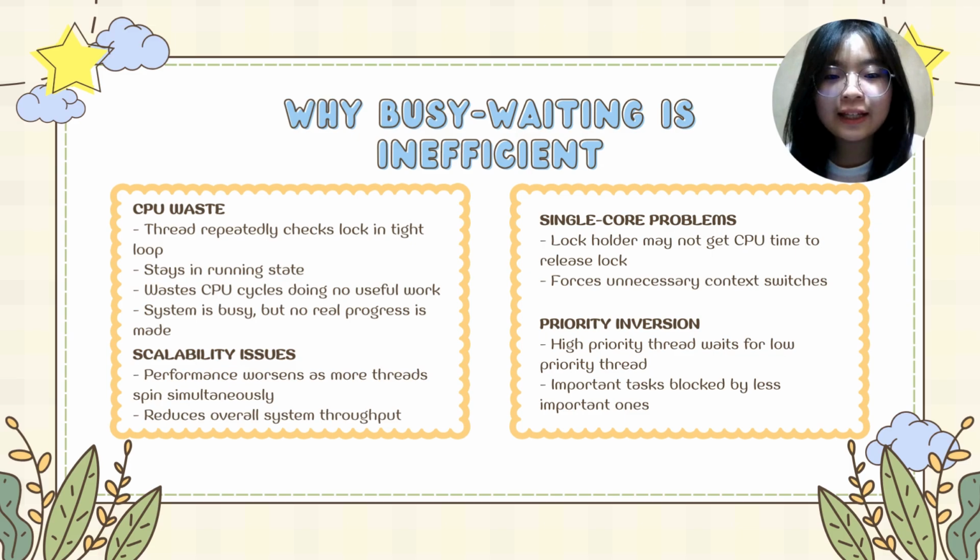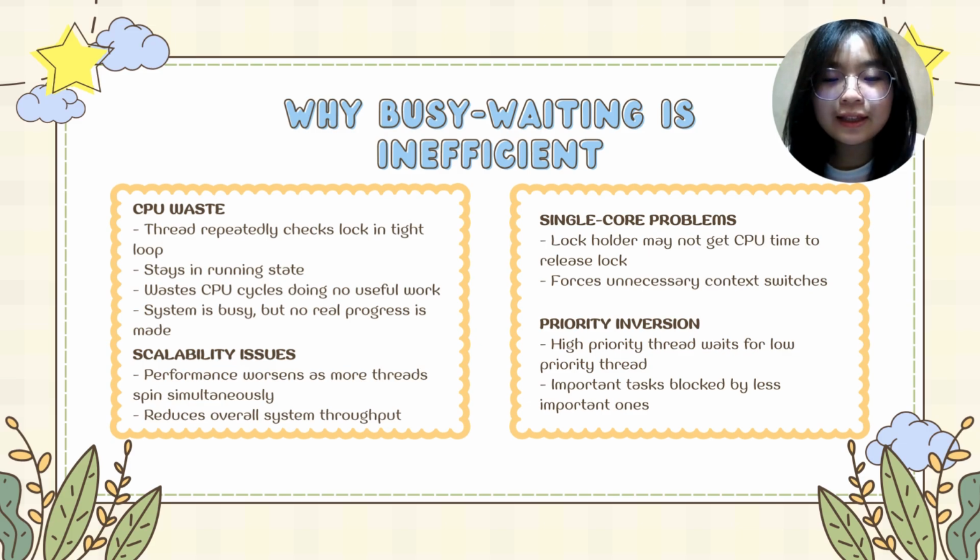Busy waiting is highly inefficient. Let me explain the four main problems. First, CPU waste. When a thread busy waits, it repeatedly checks the lock in a while loop while staying in the running state. The CPU dedicates thousands of cycles just to execute this while loop. This is non-productive work.